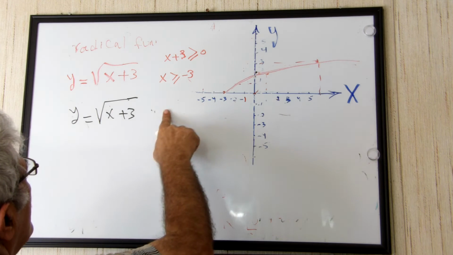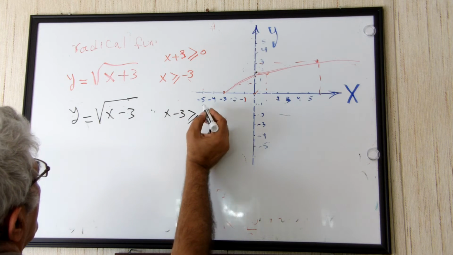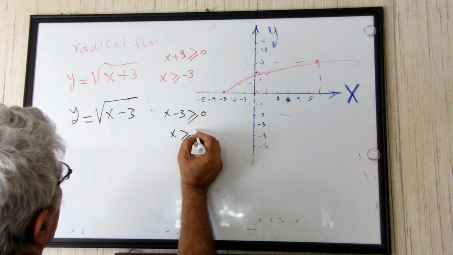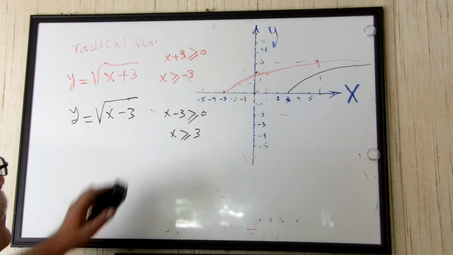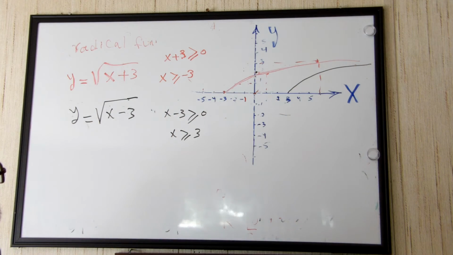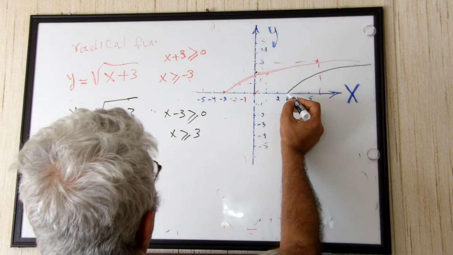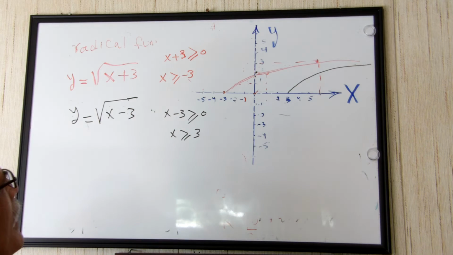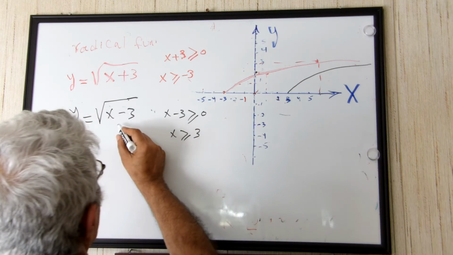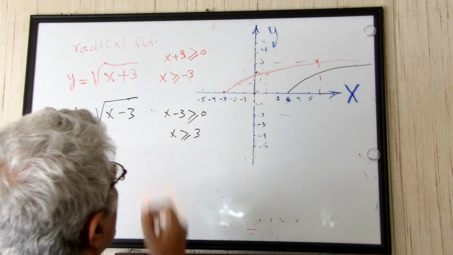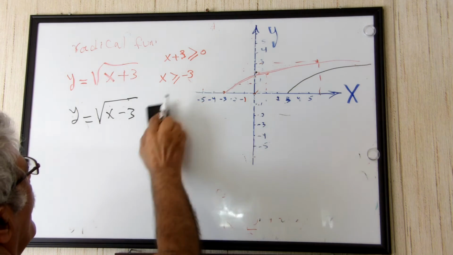Before that, if this is a minus, so x minus 3 greater than 0, x is greater than 3. So actually this one is going to start from here, going there. You see the difference? This is the minus and plus. You set this one to greater or equal to 0, and then you find this is going to be greater than 3. This is greater than minus 3.